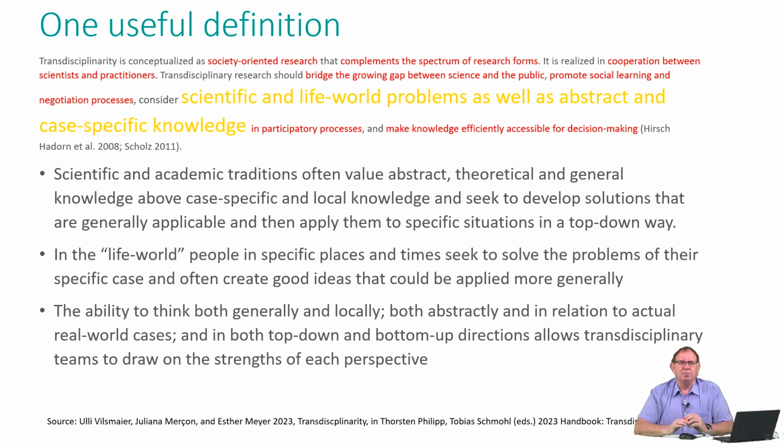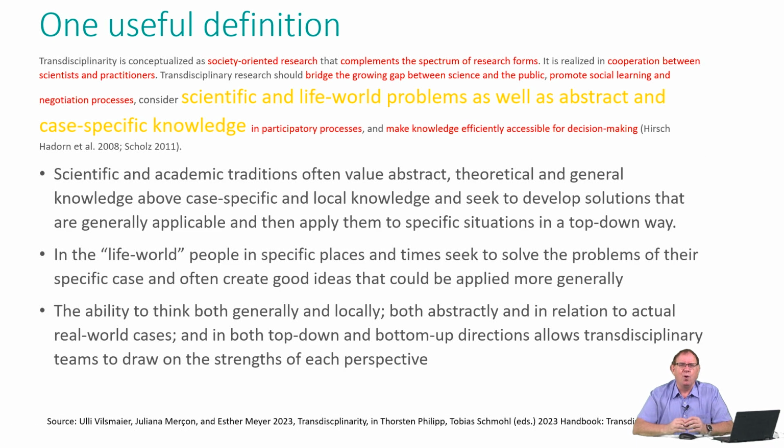The next component of the definition talks about how we need to consider scientific and life world problems as well as abstract and case-specific knowledge. Scientific and academic traditions often value abstract, theoretical and general knowledge above case-specific and local knowledge. And often we seek to develop solutions that are generally applicable to everyone without recognising some of the differences between specific situations. And we can have a tendency to impose our solutions in a top-down way.